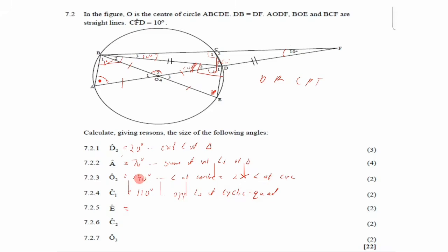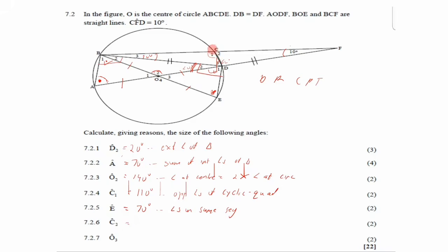Then what about E? So where is E? E is here. Remember we said if we hold chord BD, BD subtends an angle at A, and also BD subtends another angle at E, right? So we can see that A and E are angles on the same segment. So E again must be 70 degrees. And here we say angles on same segment, right?